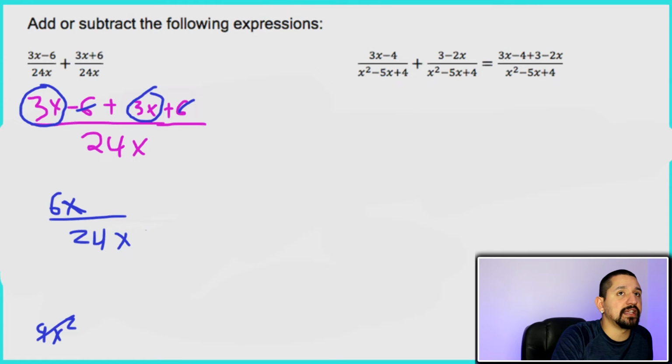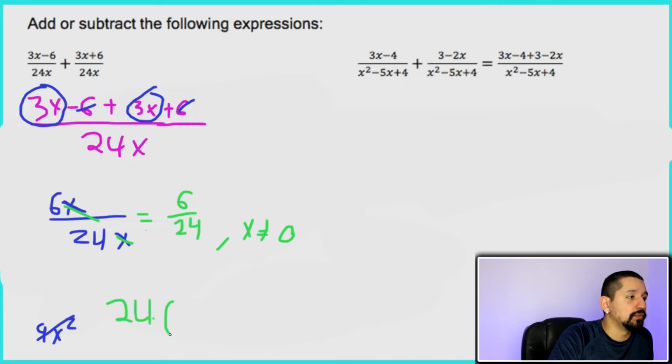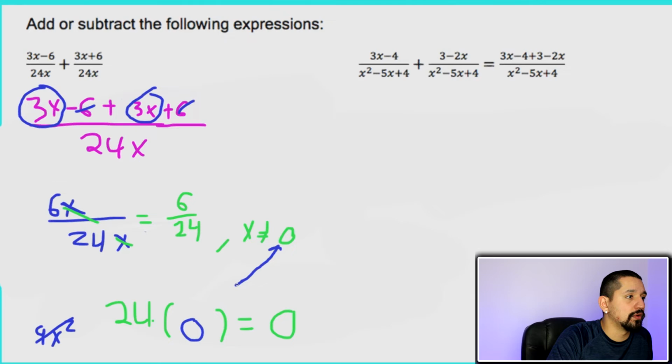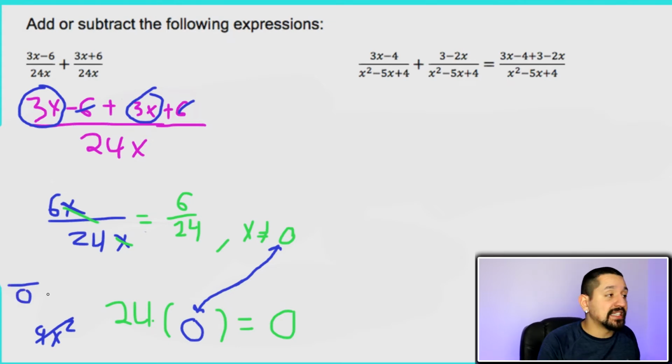The x's ultimately cancel, and we get 6 over 24, and then we can write down x cannot equal 0. The reason why is we cancel these x's out, right? 24 times what will give you 0? Well, the answer is 0. That's why this corresponds with this. Now, why does that make sense? Well, if I plug in 0, 24 times 0 is 0, and we cannot divide by 0. We're not allowed to divide by 0. So that just lets you know I cannot do that, just so you guys know.